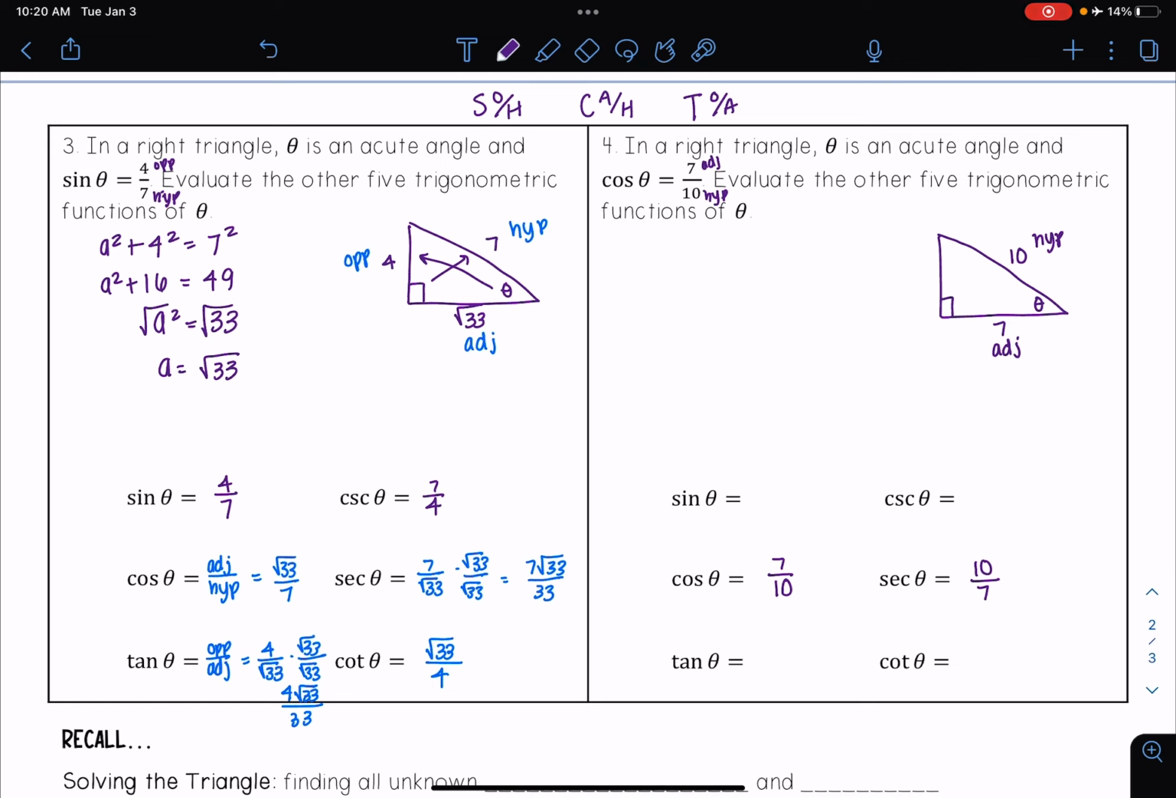To find that, I'm going to do a squared plus 7 squared is equal to 10 squared. So I get a squared plus 49 is equal to 100. When I subtract 49 from both sides, I get that a squared is equal to 51. Taking the square root of both sides, I get that a is equal to the square root of 51, and that square root cannot be simplified. So my opposite side is square root of 51.